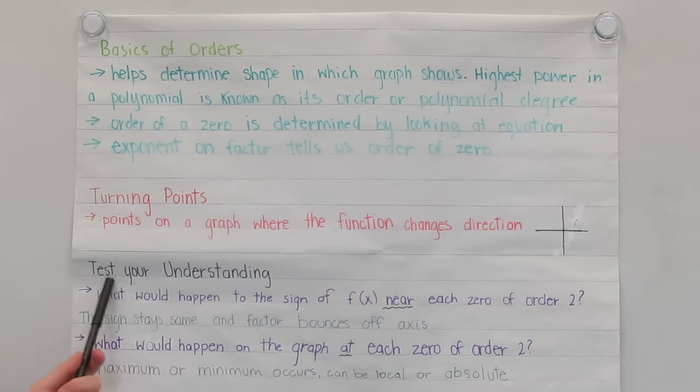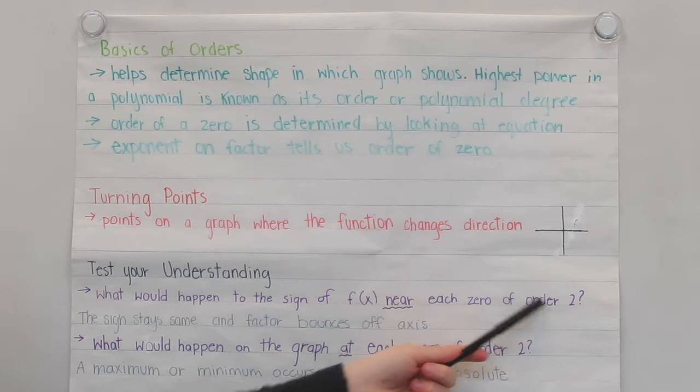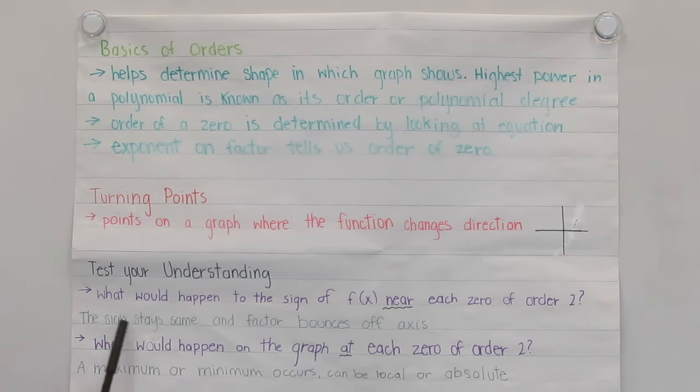So a couple questions to test your understanding would be, what would happen to the sign of f of x near each zero of order 2? The answer would be, the sign stays the same and the graph will bounce off the x-axis. The next question is, what would happen on the graph at each zero of order 2? The answer is, a maximum or minimum will occur, which can be either local or absolute.